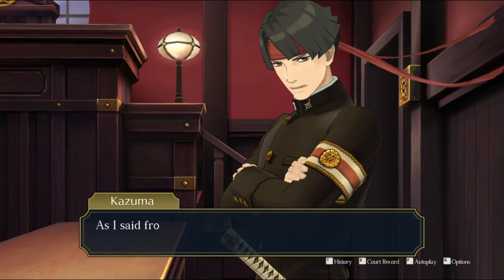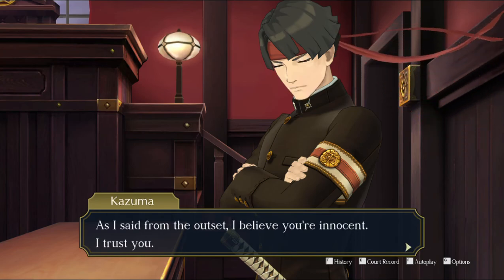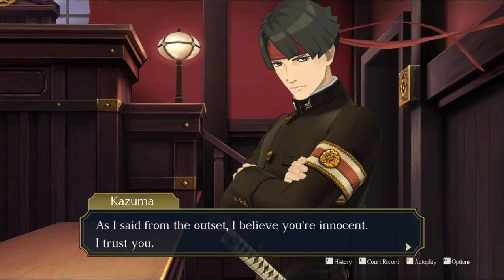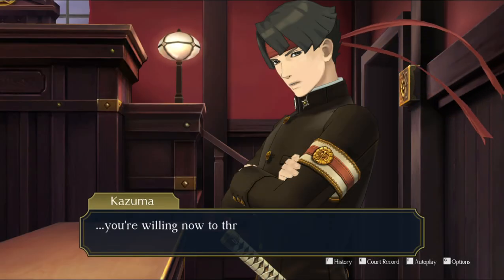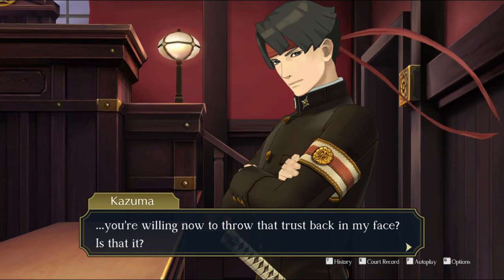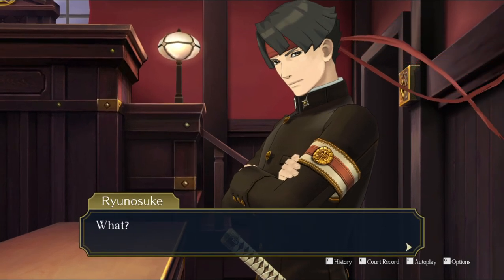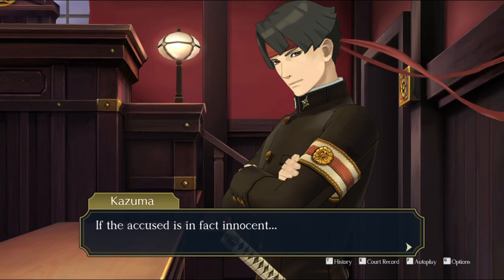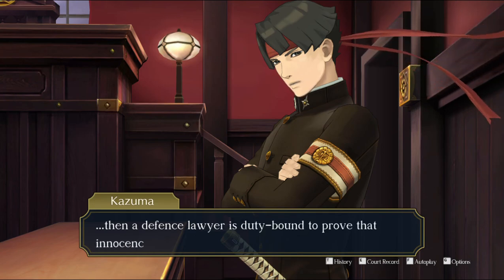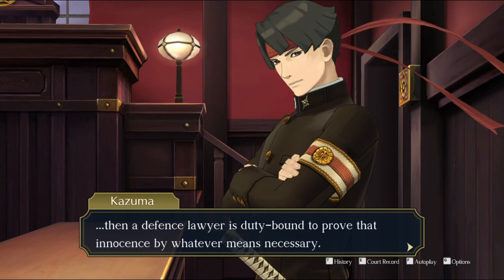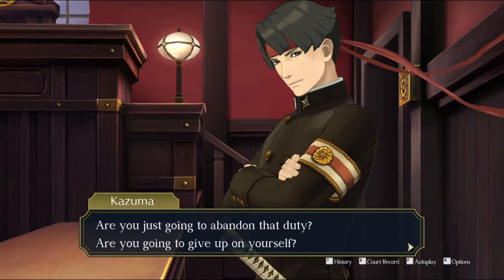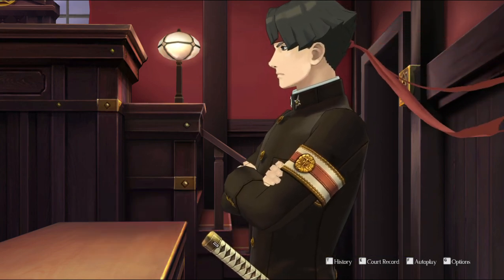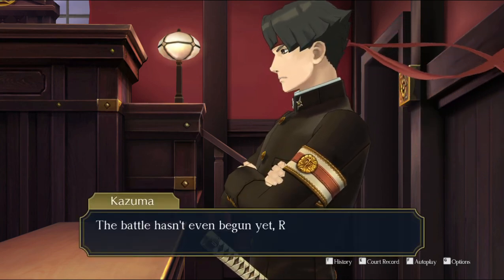Don't give me that look. As I said from the outset, I believe you're innocent. I trust you. And yet, despite knowing that, you're willing to throw that trust back in my face. Is that it? What? If the accused is in fact innocent, then a defense lawyer is duty-bound to prove that innocence by whatever means necessary. Are you just going to abandon that duty? Are you going to give up on yourself? The battle hasn't even begun yet, Ryunosuke.